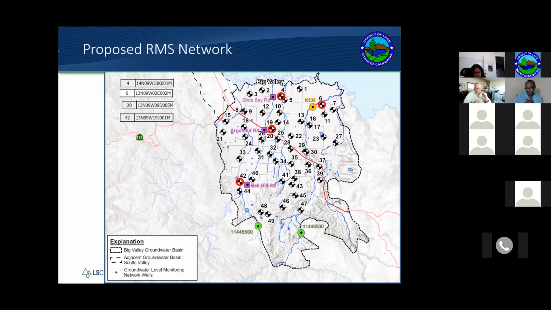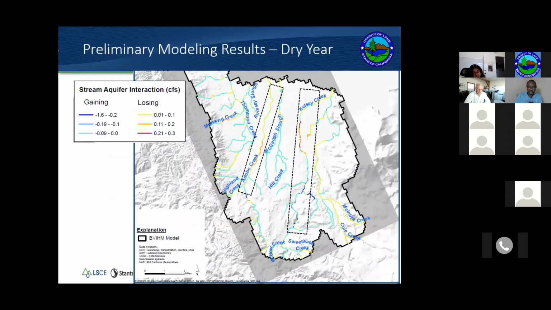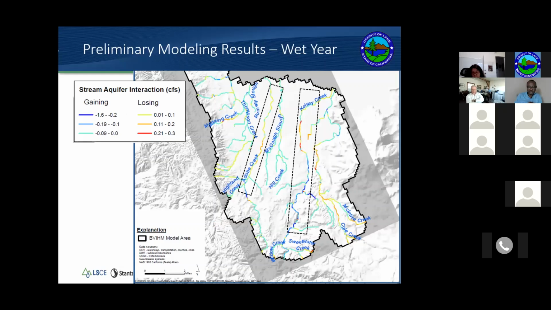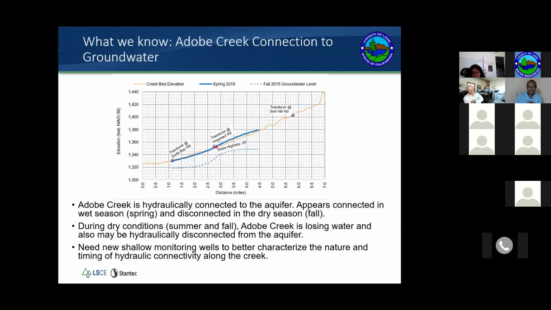But let me follow up with a question. Would it not be useful if you were to have a well close to the creek, and there are some, and you measured the depth of that well, the standing water depth, and compared it to the elevation of the creek bed? I mean, at a minimum, the creek would have to be lower than the standing water in the well if you were going to assert that that was, you know.